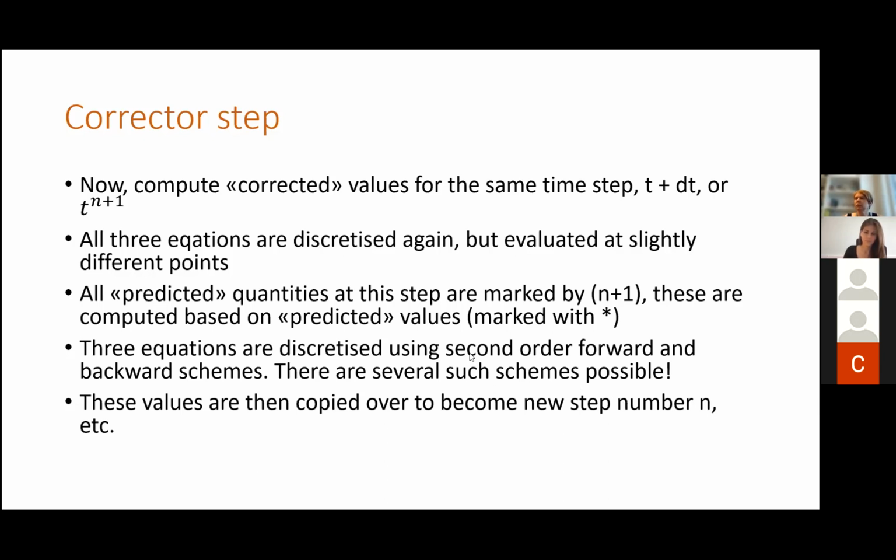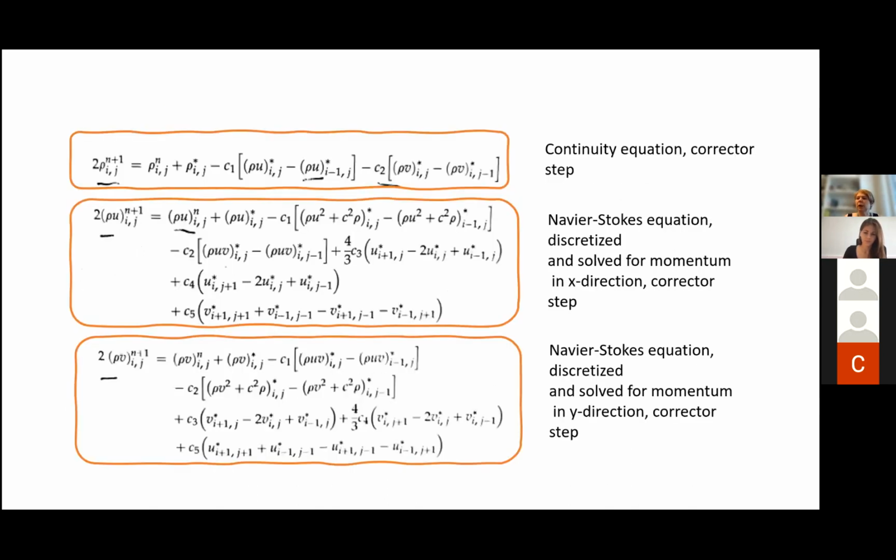And then they will be copied to become the new step n, and so on and so forth through all time steps. So how will we now look for the corrector step? It's the same equations. The mathematical form of the equations, the same factors, but with two important differences. Now you see we are evaluating at backward and with star quantities, which are being predicted in the predictor step.